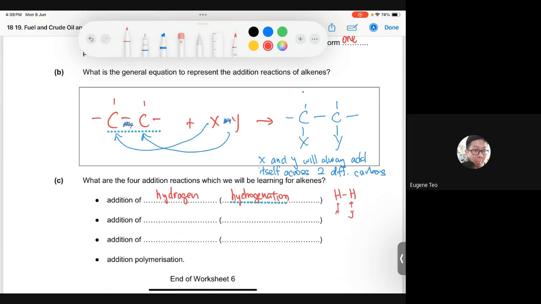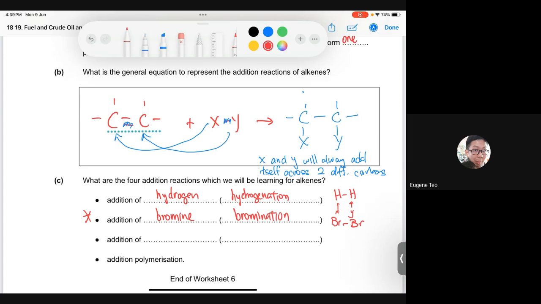Next one is the addition of bromine. This is called bromination. Bromination is very commonly tested, so just take note of it. Bromination is addition of bromine. Bromine is Br-Br.